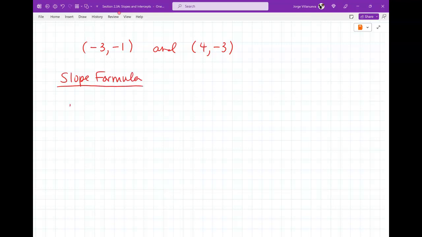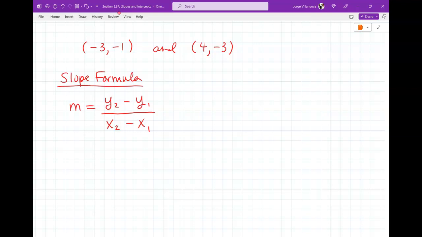And the slope formula says that slope is equal to y sub 2 minus y sub 1 over x sub 2 minus x sub 1. In other words, you're going to take the y value from one point, subtract it from the y value of the second point, and then you're going to go back to the first point and get the x value from that point and subtract it from the x value from the other point.